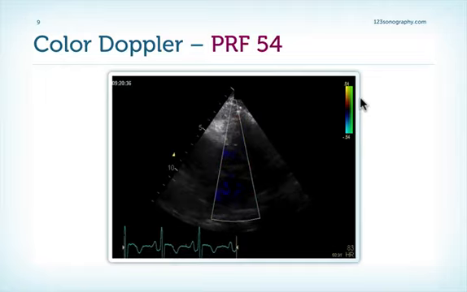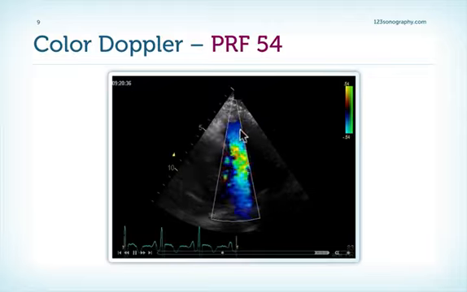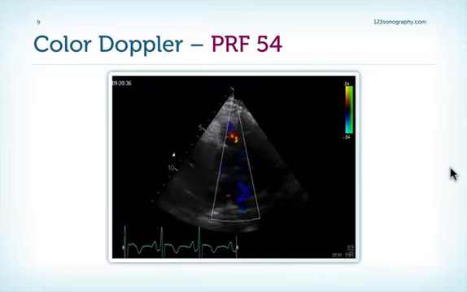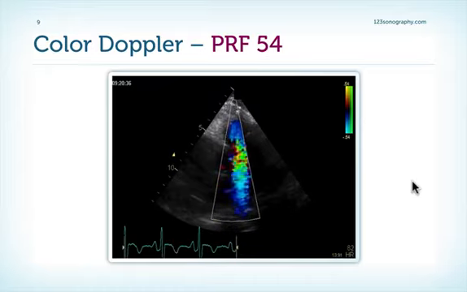Now we'll increase the velocity of the PRF to 0.54, and now we can really see the jet. Now this is optimal because we can really see that there are different flow velocities within the jet. The center of the jet has a higher velocity than the boundaries of the jet. And we also see that the forward flow here has different velocities as well.